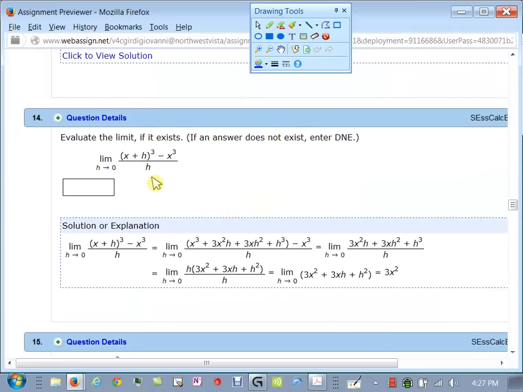All right. Let's let h go to 0 here. If this is 0, this is just x. x cubed minus x cubed is 0. So I've got 0 on top. On the bottom, it's also 0.